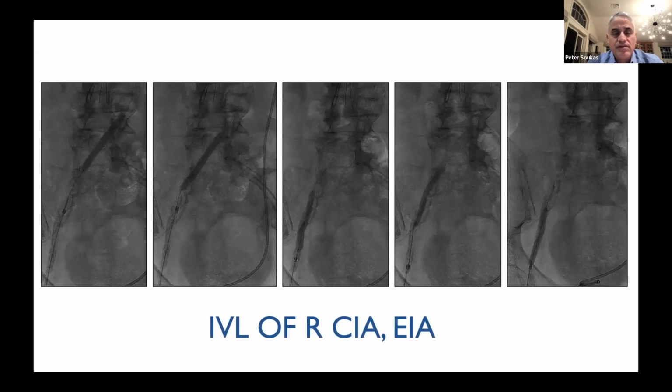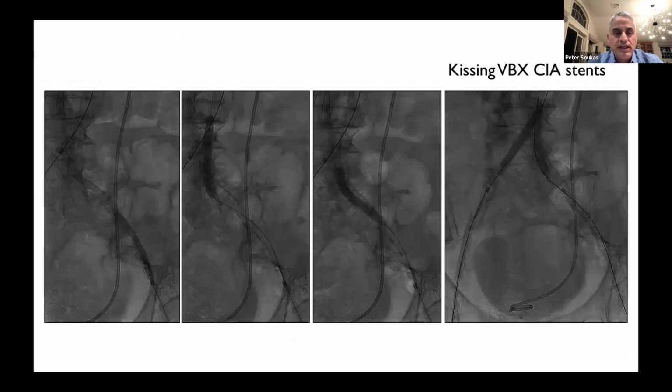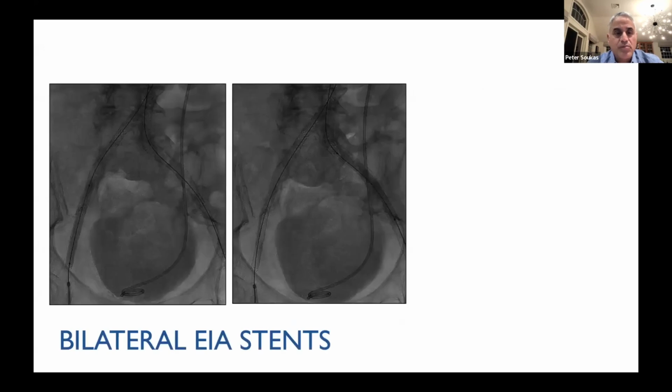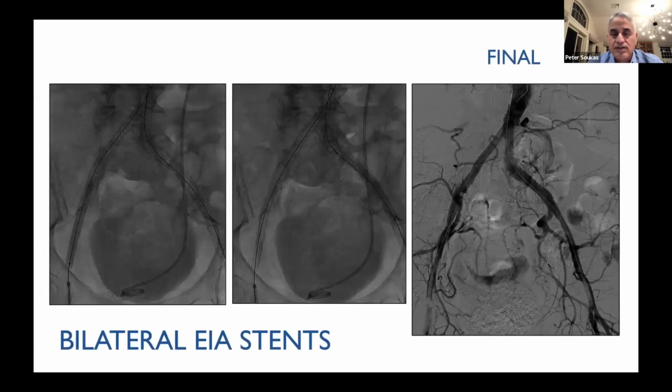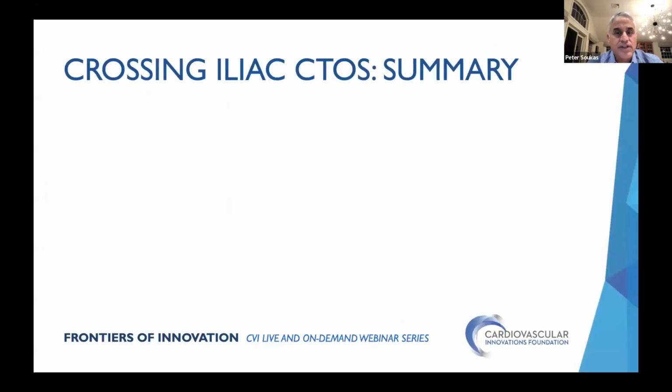Then proceeded with intravascular lithotripsy with 7-millimeter Shockwave balloons, used some more on the left. And after preparing both calcified iliacs with intravascular lithotripsy, then proceeded with a couple of VBX kissing stents, as well as some external iliac stents, with really a lovely final result.